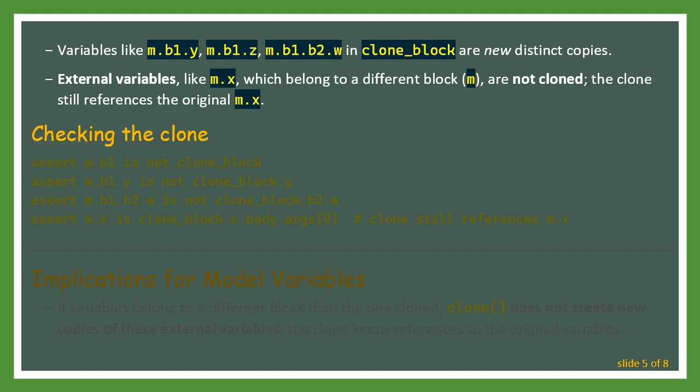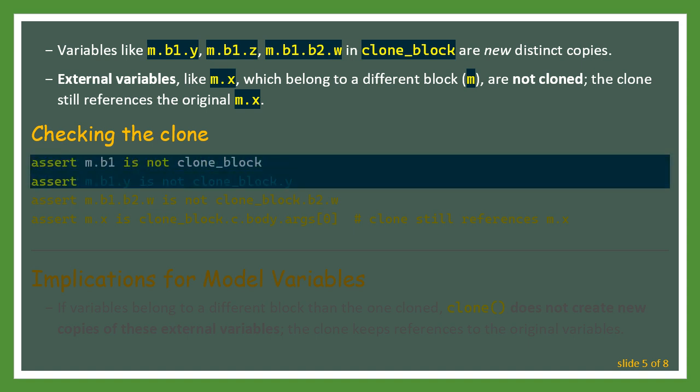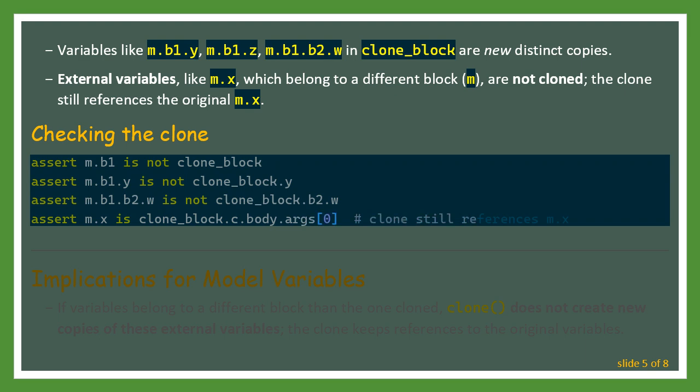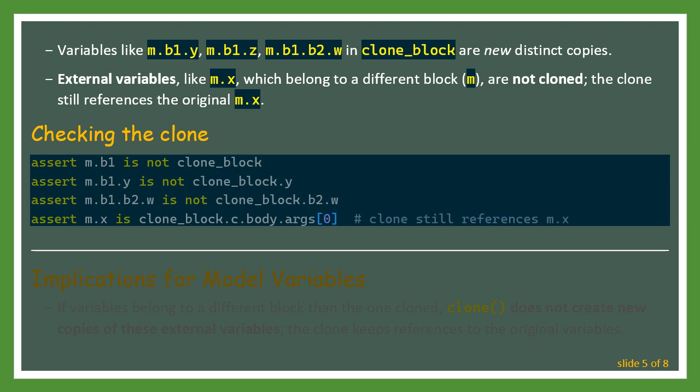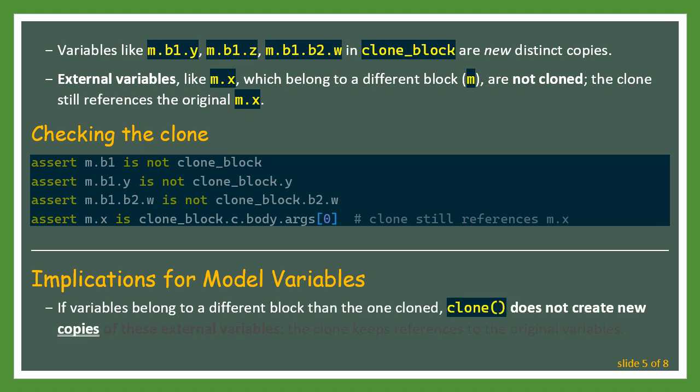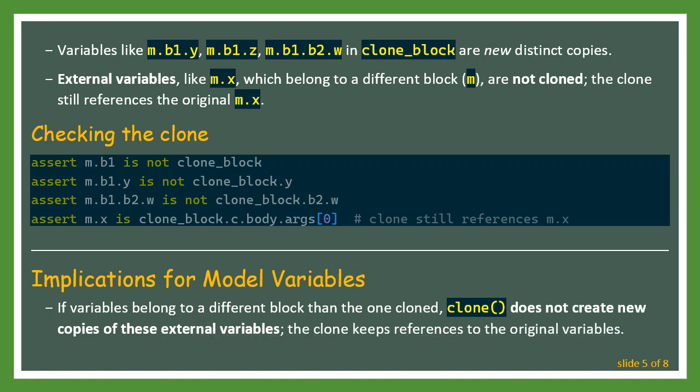Checking the clone. Implications for model variables. If variables belong to a different block than the one cloned, clone does not create new copies of these external variables. The clone keeps references to the original variables.